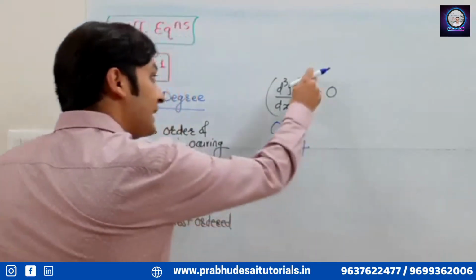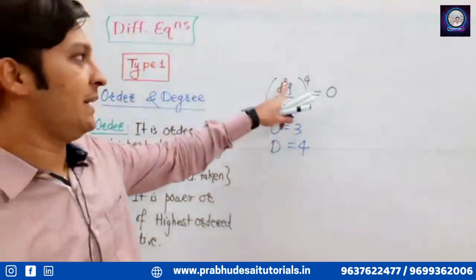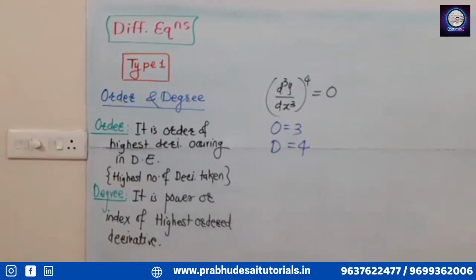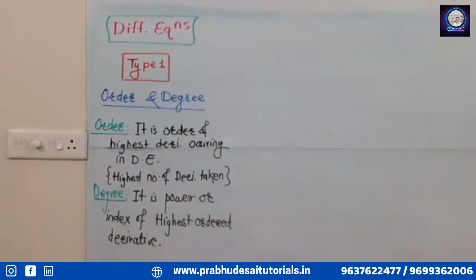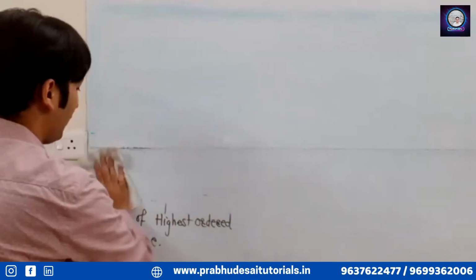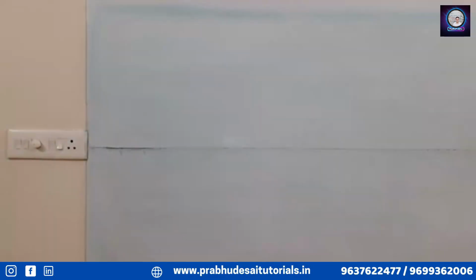Degree is 4. Why? Degree is the power of the order. First you need to find order and then you have to find degree. So order 3, degree 4. Order means the maximum number of derivatives taken in the sum, and degree means its power. Now I will give 4 to 5 examples, not more than that, because this is quite an easy topic, and then we'll start the actual lesson, because the lesson starts with differential equations. Order and degree is the basic part.